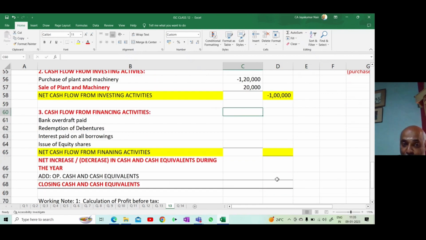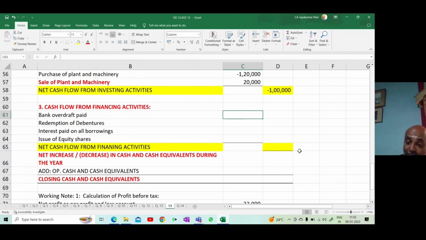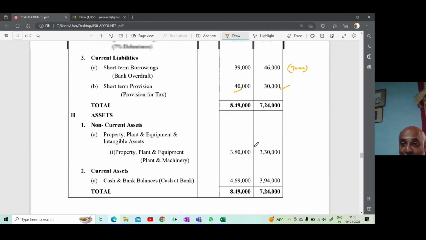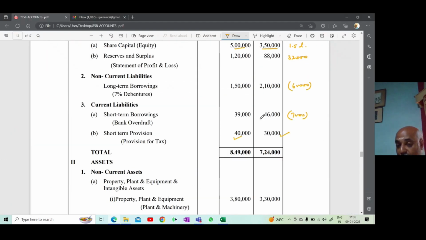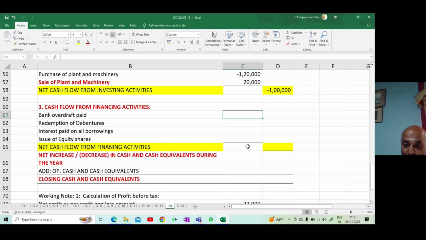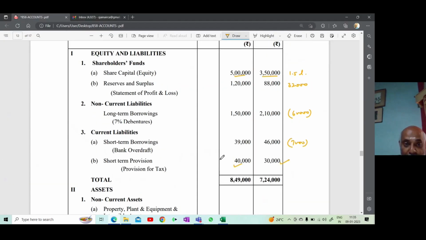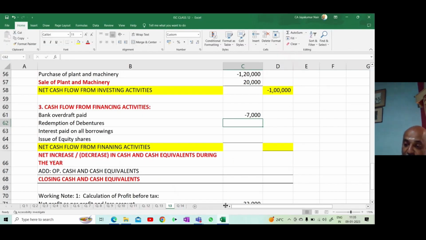Moving on to cash flow from financing activities, bank overdraft paid. You know, bank overdraft, you have paid 7,000. See here, last year 46, now it is 39. That means 7,000 you have paid. So minus 7,000. Debentures you have redeemed. How much is the debentures that you have redeemed? 60,000. They have not said it is redeemed at a premium or anything. Therefore, 60,000 is debentures redeemed.